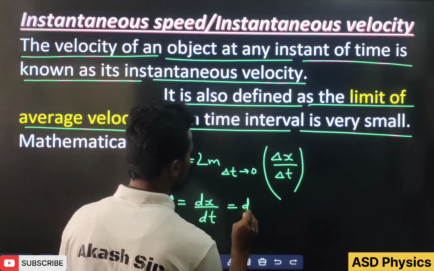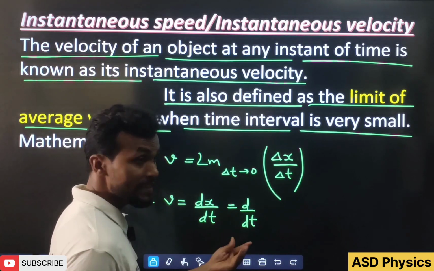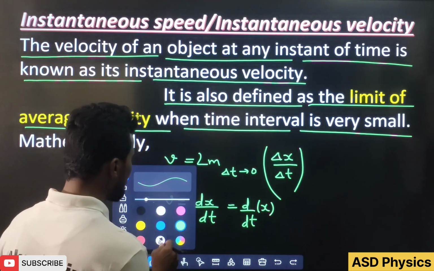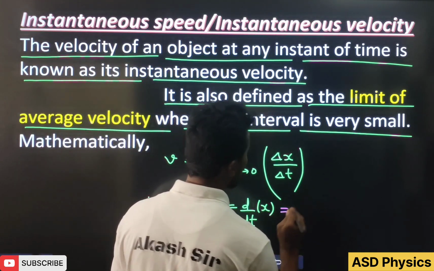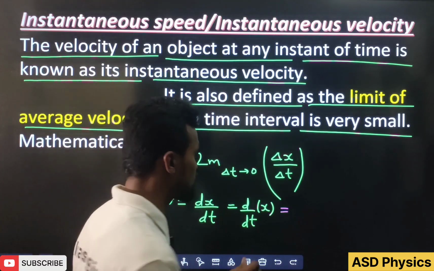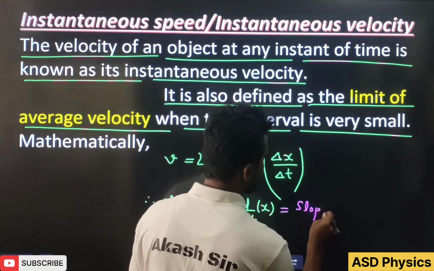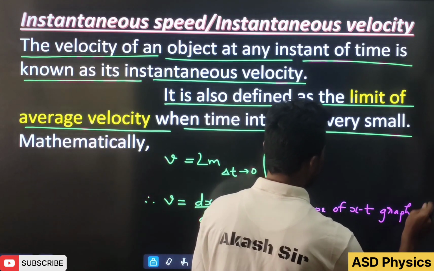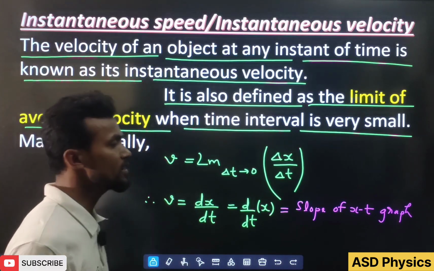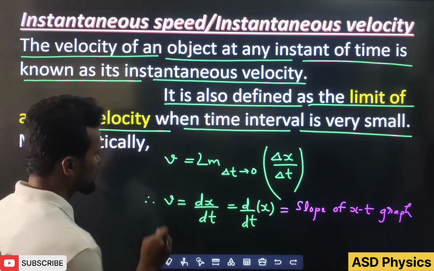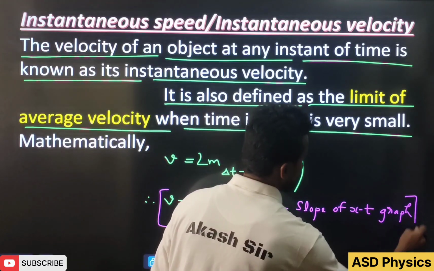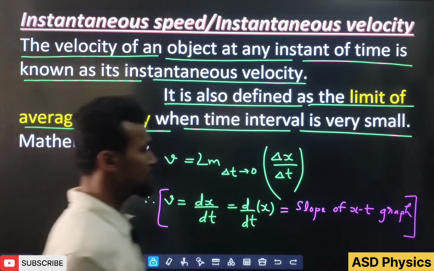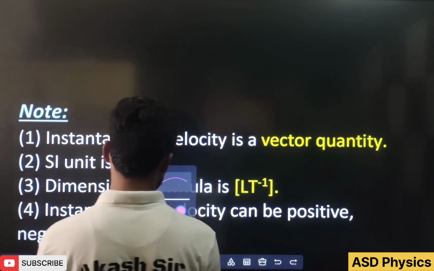When you are doing the differentiation, just write d by dt always together, and like this you can write d by dt of x. You know very well what is the physical significance of the differentiation? Slope. So if we have the position-time graph, the slope of the x-t graph will give us the velocity. We will see the graphs in detail later, but as of now you should remember this very well. Can you see how we have done it? Here we have done it from the point of view of differentiation.